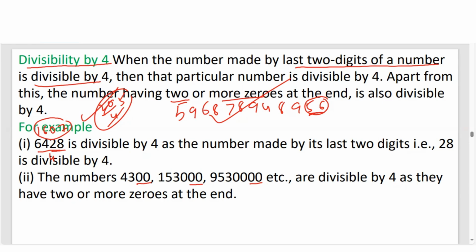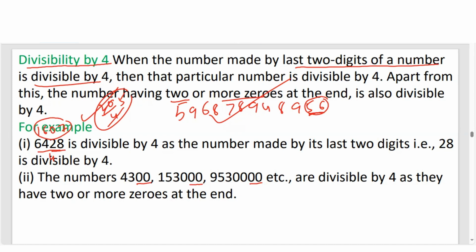So what conclusion do we get? Any number is given and we want to check whether that number is divisible by 4 or not. Just focus on the number made by the last two digits. So here the last digits are 5 and 6. So the number is what? 56. If 56 is divisible by 4, that total number will be divisible. Yes, 56 is divisible by 4. So this number is divisible by 4.